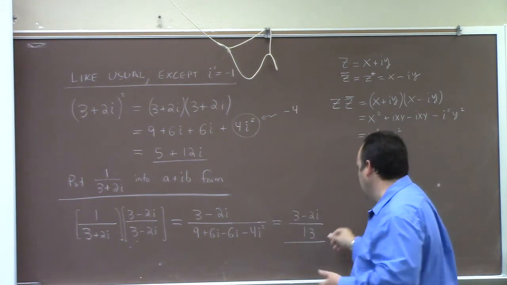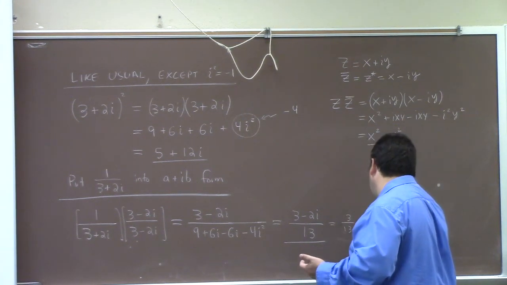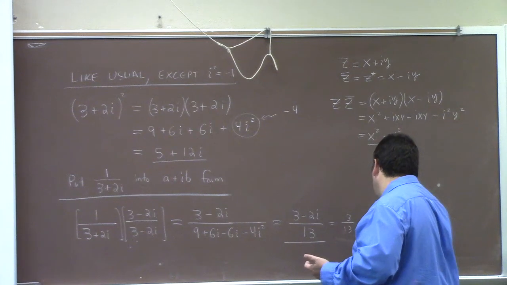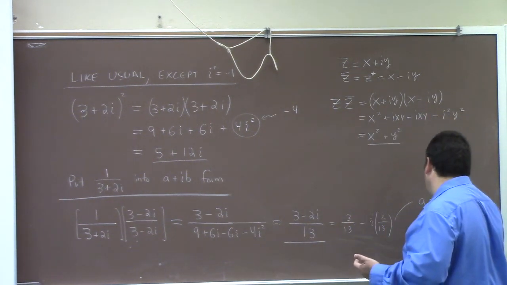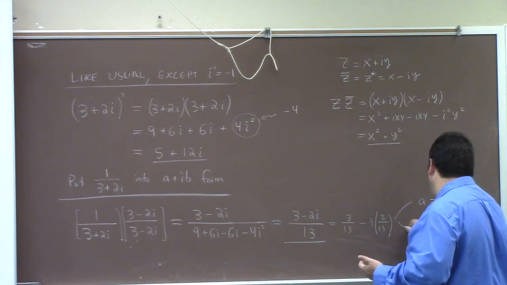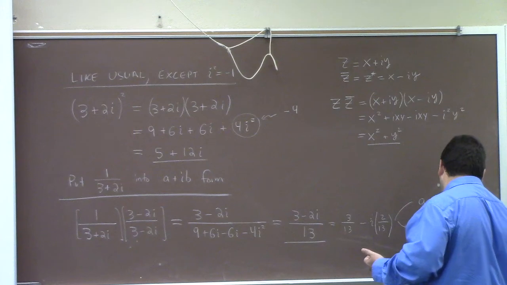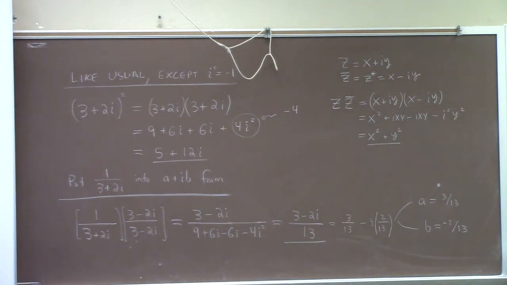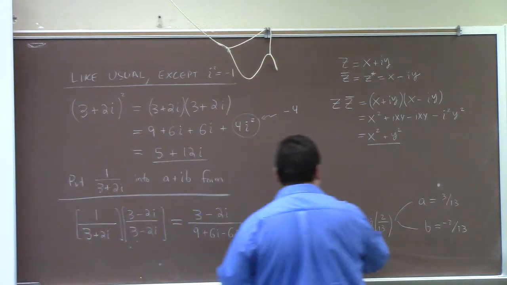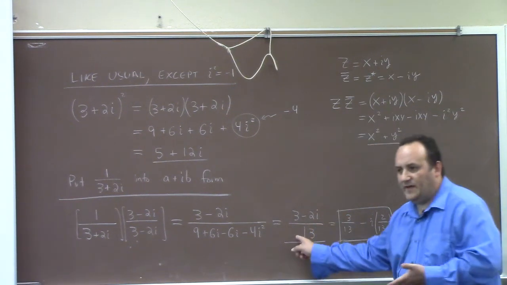So there you go. And of course, this is also 3 over 13 minus i times 2 over 13. So in other words, my a is 3/13, and my b, the imaginary part, is minus 2/13, for what it's worth. So is that in the form, that a plus ib form? Yeah, the a plus ib is right here. This would also be fine in my book.